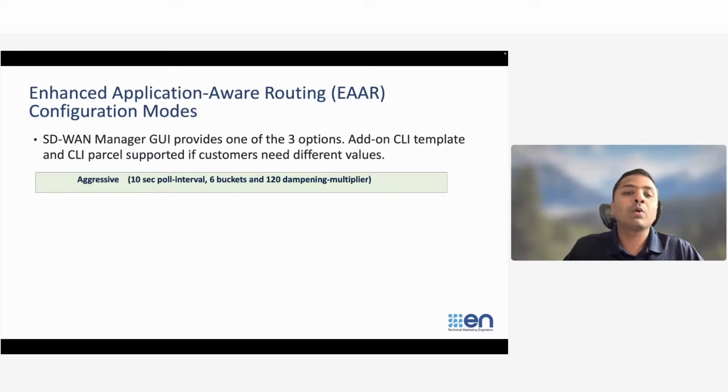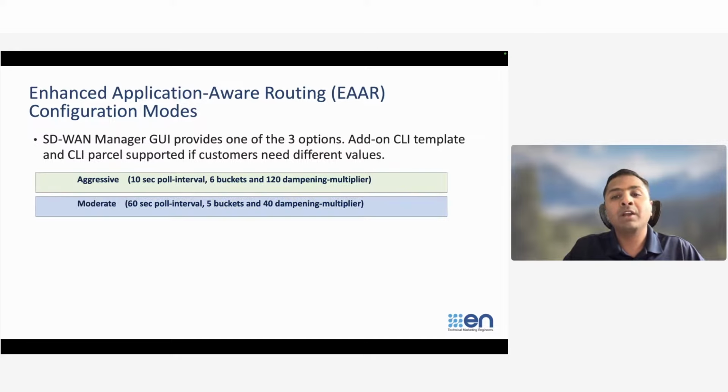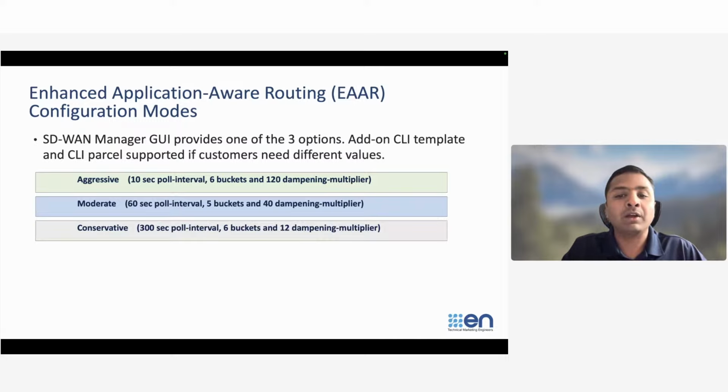In that case, you can go in aggressive mode, which gives you convergence between 10 to 60 seconds. Then you have another option called moderate, which gives convergence times from 1 minute to 5 minutes. And again, these are the intent based options. Then you have conservative, which has 5 minutes to 30 minutes of convergence time. These are the three options that are fully tested by the solution test and system test teams, and these options are what we provide inside the SD-WAN Manager.